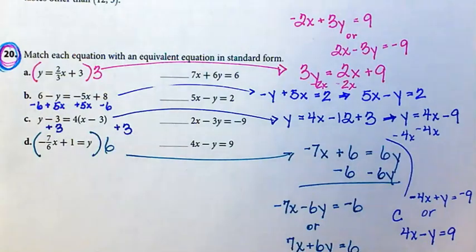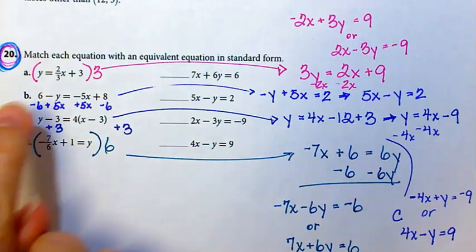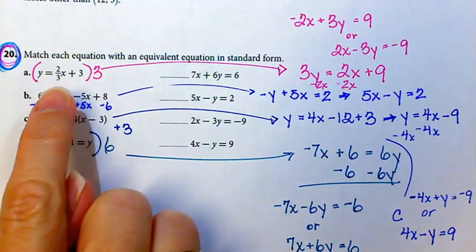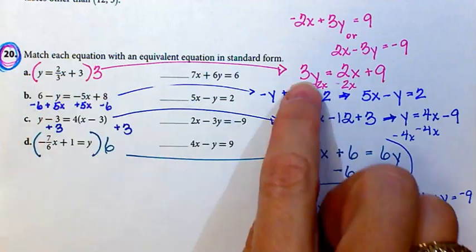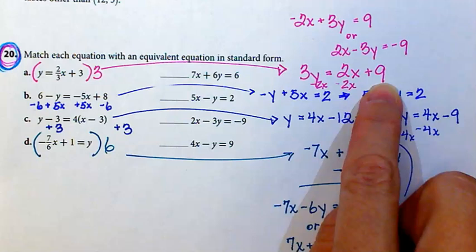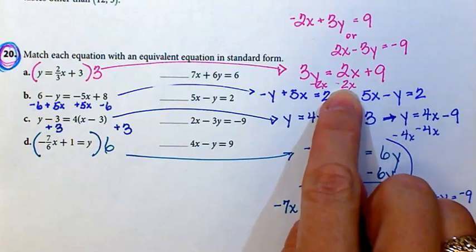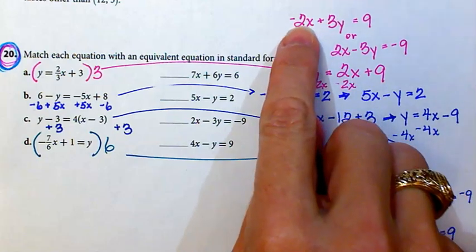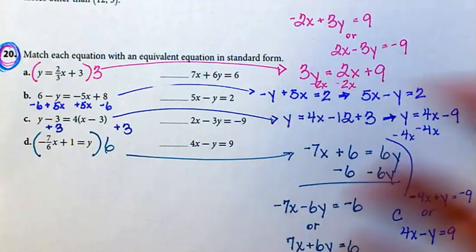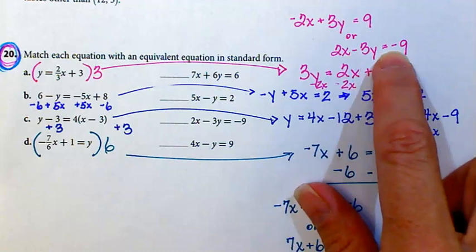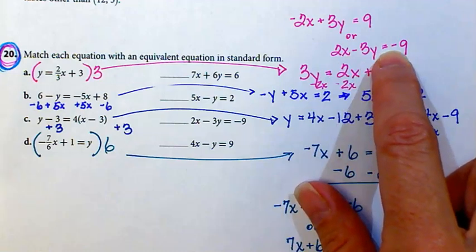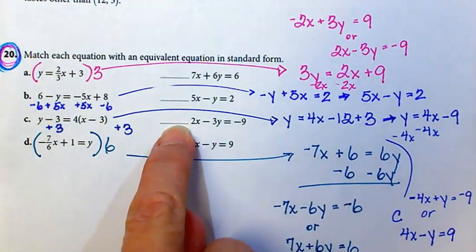Okay, I've got a lot of scratching and scribbling going on, but what I did here, I had a fraction, I wanted to get rid of it. So I multiply the entire equation by 3, and here's what I come up with. Then I'm going to move the 2x, and I get negative 2x plus 3y equals 9, or if I don't like the x term being negative, I'll flip the signs on everything. So 2x minus 3y equals negative 9 is one of my choices, so this one's A.